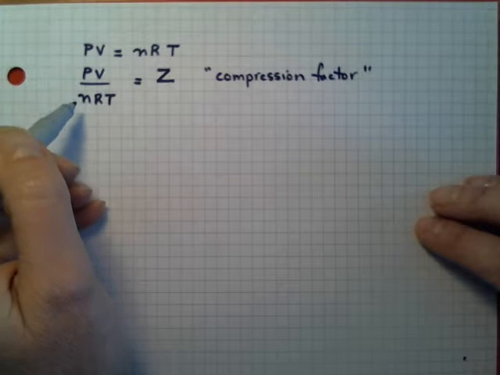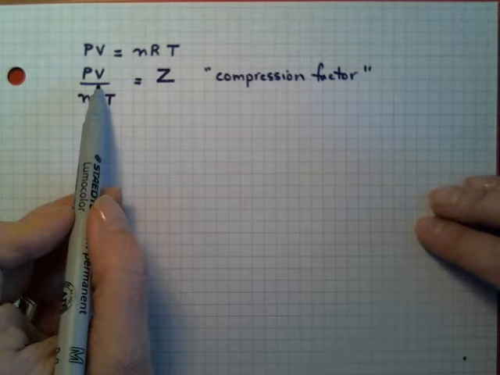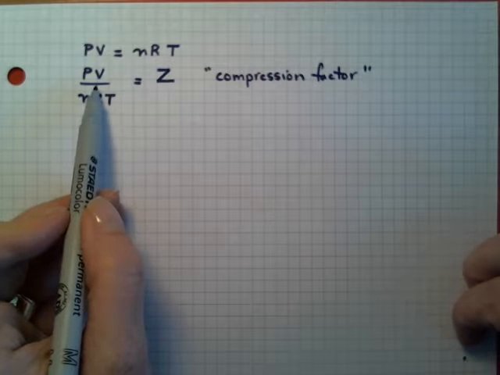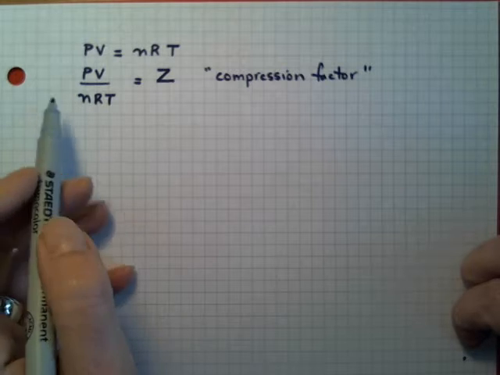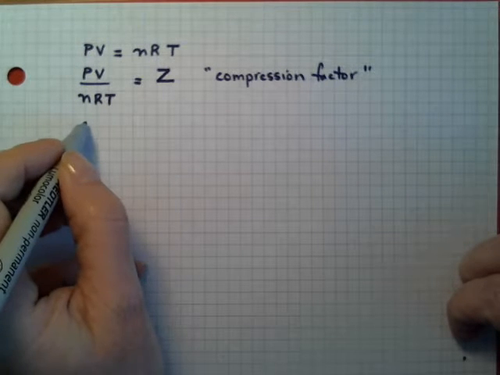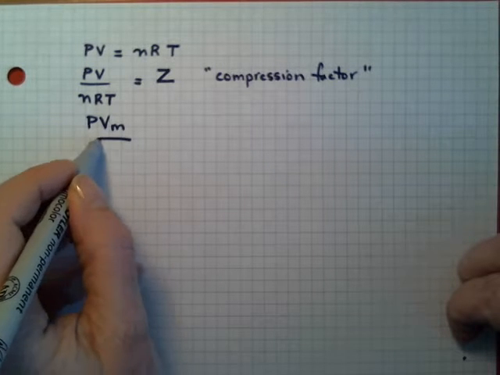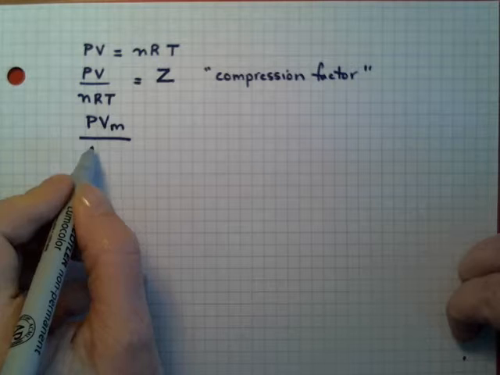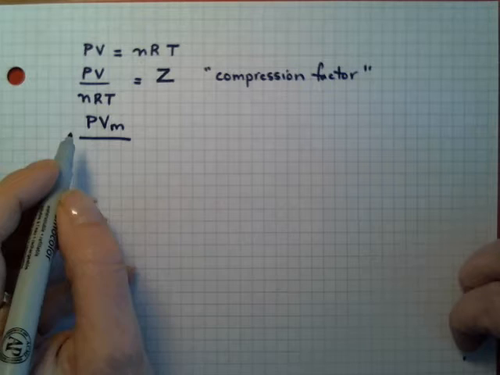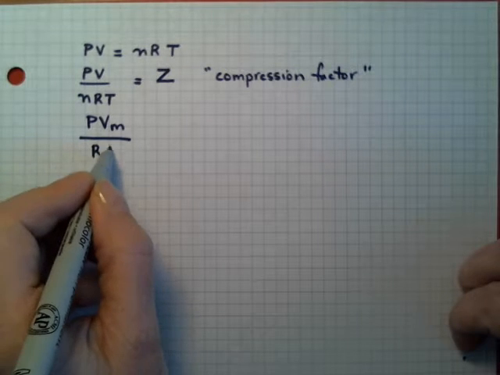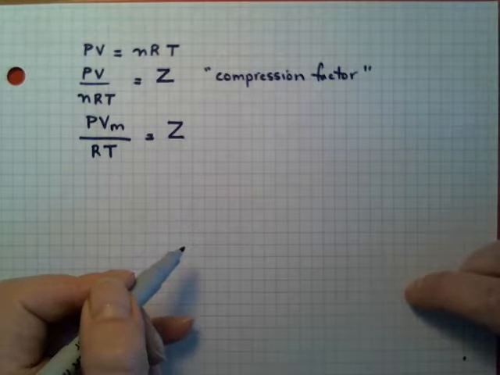Now, we talked about intensive and extensive properties. Volume is an extensive property. It scales with the addition of stuff. It depends on how much is there. And if I divide volume by the number of moles, I get something called a molar volume. And that just makes this equation a little bit neater. So a molar volume is PVm, that m is a subscript. So I'll say PVm, but what I really mean is PV subscript m, and that's divided by RT. So PVm over RT is equal to my compression factor.